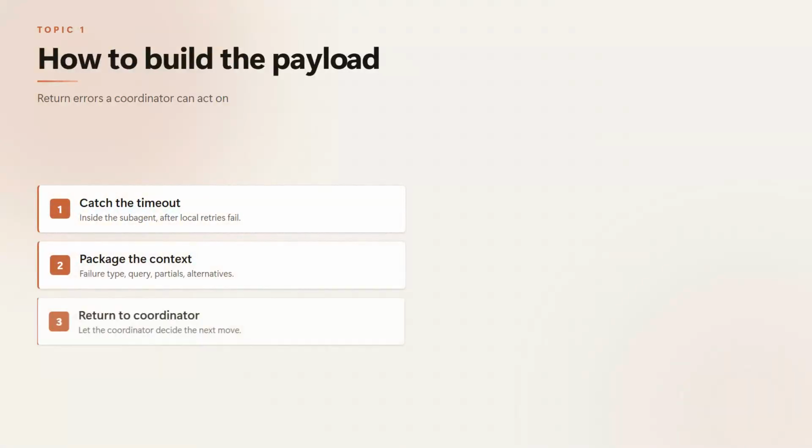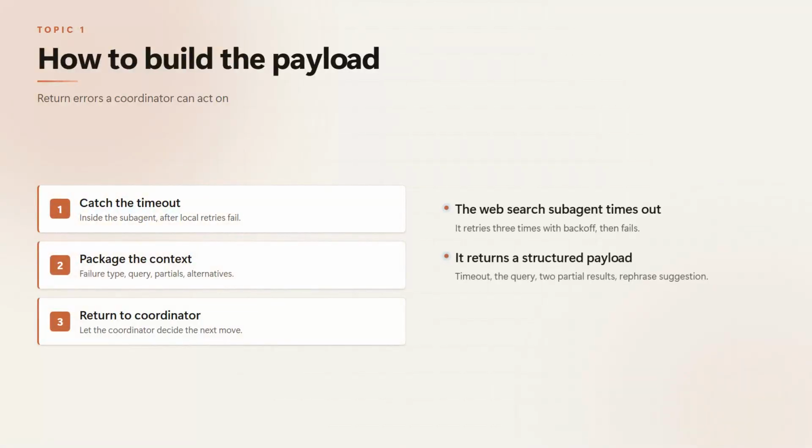Take the web search subagent that times out mid-topic. It first retries locally 3 times with exponential backoff. That is fine. When those fail, it does not return a generic "unavailable." Instead, it packages the failure type, timeout, the exact search query, the 2 partial results it already gathered, and an alternative: rephrase the query or try a different engine. The coordinator receives this and can decide to retry with a modified query, rather than terminating the whole workflow. The alternative, returning a generic status after retries, loses because the coordinator cannot distinguish a transient timeout from a bad query. The other cases are on the page.